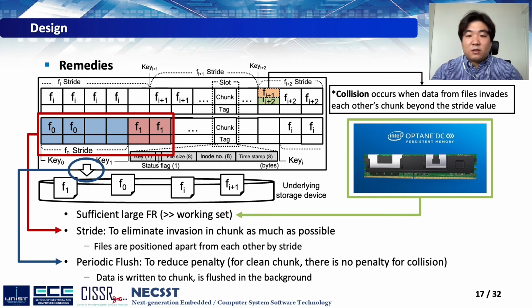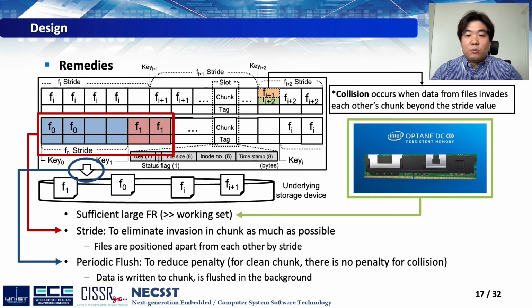As you can see in the top of the figure, collision occurs when different files share the same chunk. However, there will be very few collisions in FR because FR is large enough compared to the working set of the application. Luckily, we can now get a very large commercialized PM system. We believe that the PM is sufficiently large to hold the entire working set of the application.